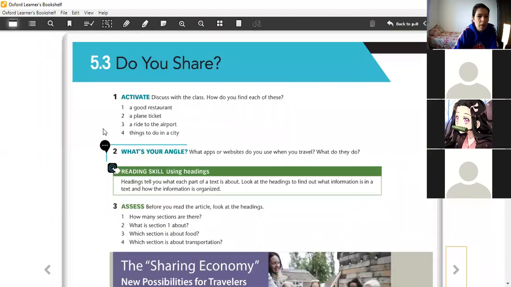So, how do you find each of these? A good restaurant, a plane ticket, bless you. So when you want to know about a restaurant, where do you look for information? On the internet. What else? Are you okay, Matheus? Yes.